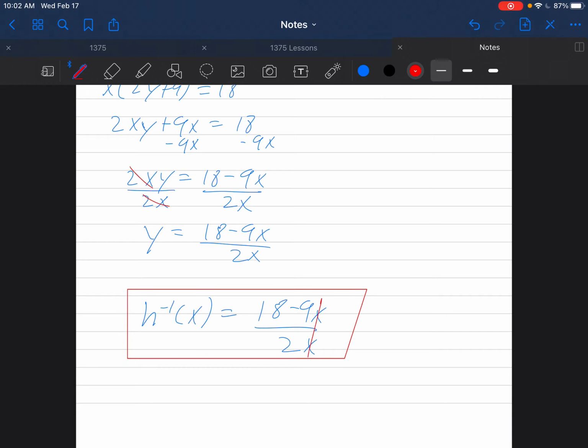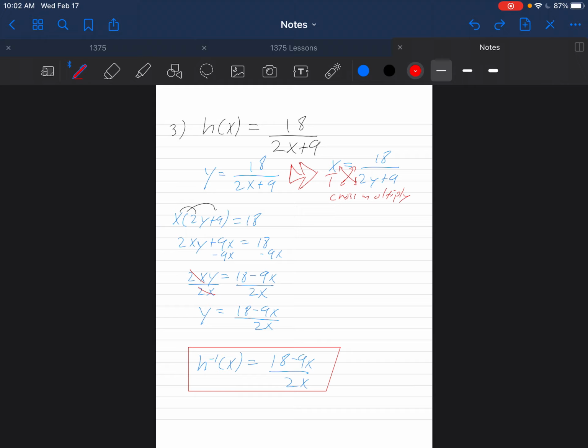Maybe the x's can cancel out. They cannot because of this minus sign. Maybe 18 and 2 are both even numbers. Can you divide that by 2? No, you cannot. Again, because of this minus sign that's outside the parentheses. Reducing this function is a no-go. So leave it like that.